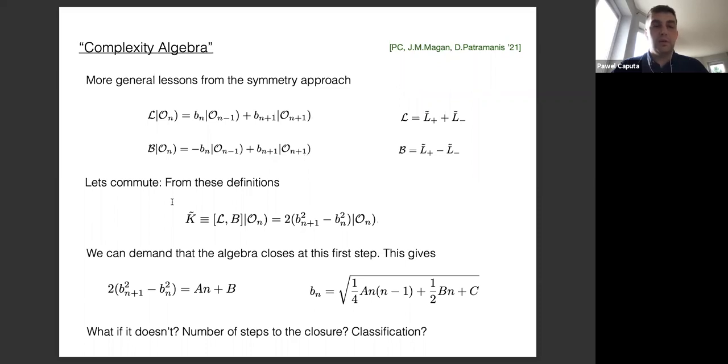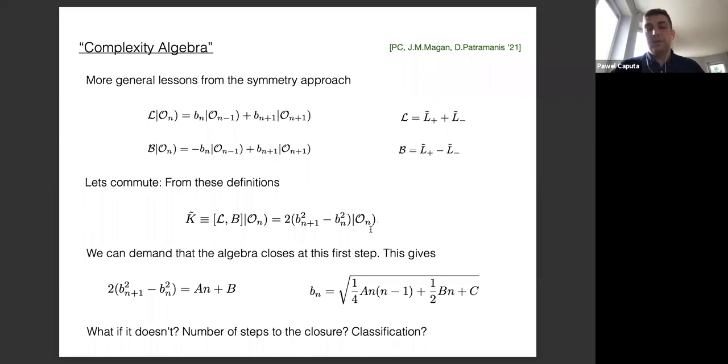And once you define those two operators, we tell you, okay, just start commuting them. So basically, once you start commuting them, at the first step, you arrive at some operator K tilde that can be written as the commutator of L and B. And its action on the Krylov basis can be simply fixed by these definitions. It's given by this polynomial of Lanczos coefficients.